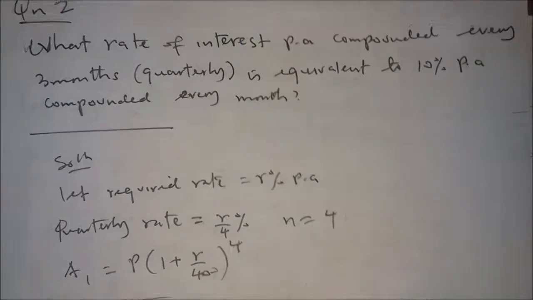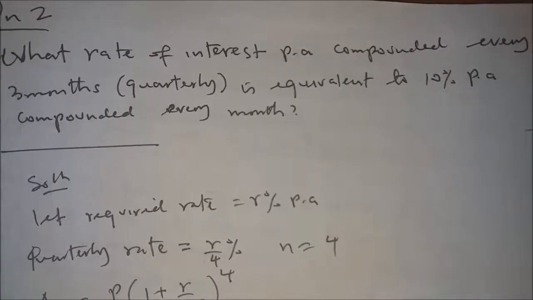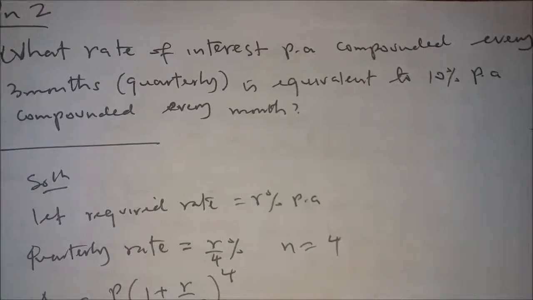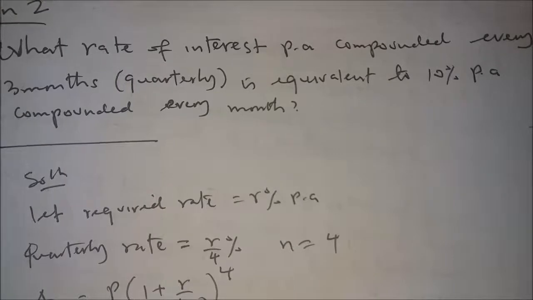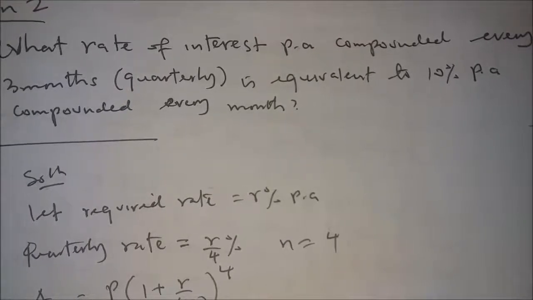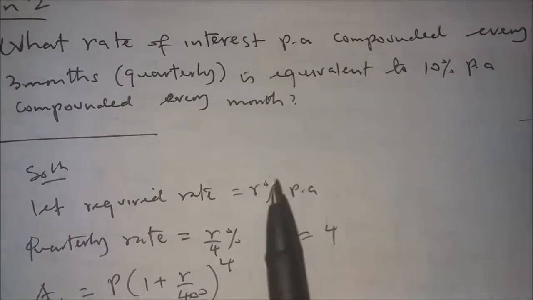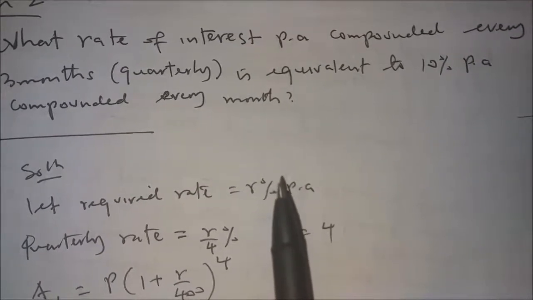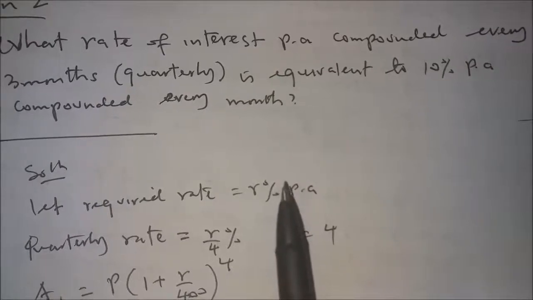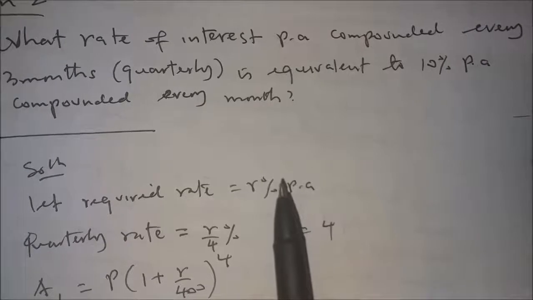We look at another question. What rate of interest per annum compounded every 3 months, that is quarterly, is equivalent to 10% per annum compounded every month? What rate of interest per annum compounded every 3 months is equivalent to 10% per annum compounded every month?